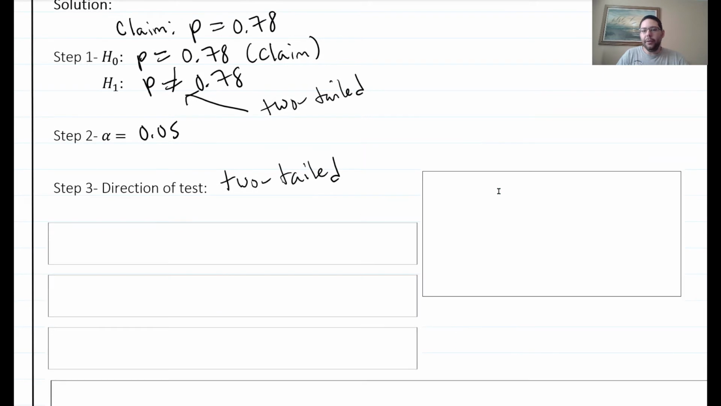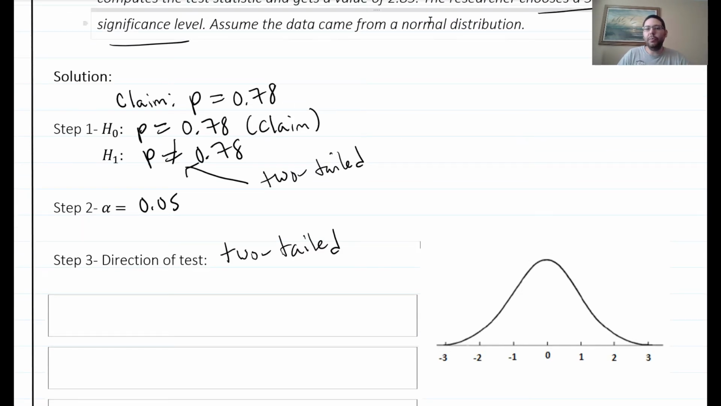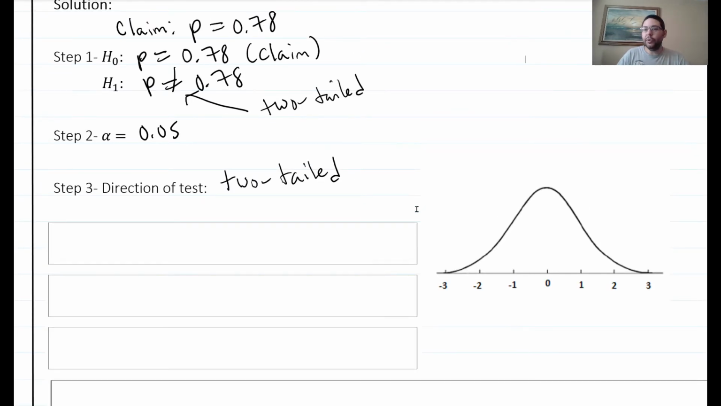All right, and therefore we're going to go ahead and make our, and it says assume a normal distribution, so that means we're drawing a bell curve. So we draw a bell curve, and then we know it's two-tailed.